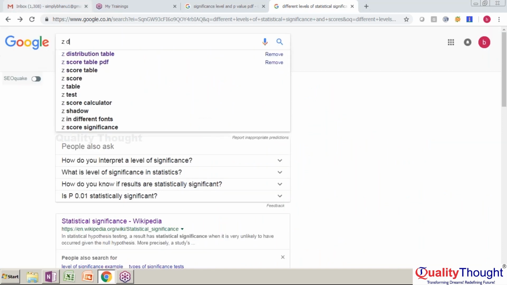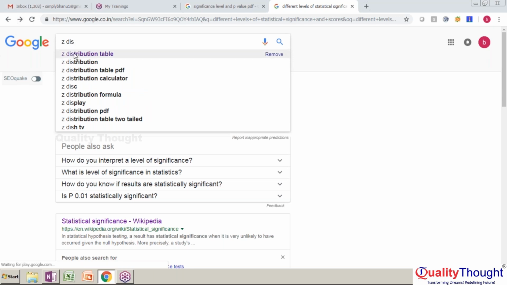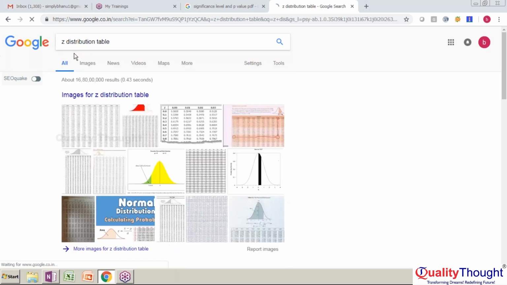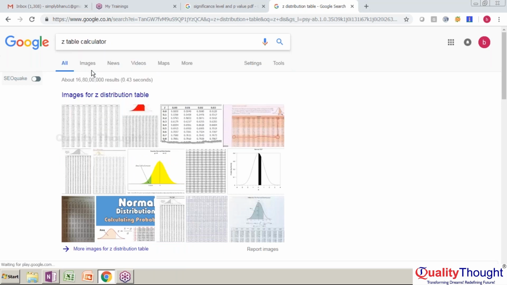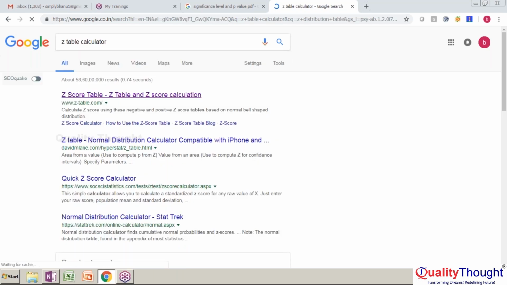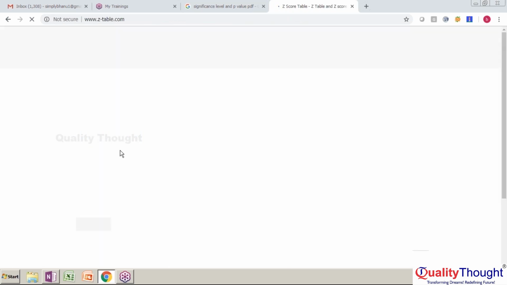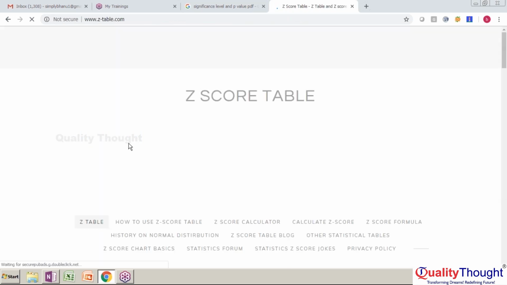Otherwise, I will show you here itself. If you go to the Z distribution table, you will get everything. Otherwise, there is a Z distribution calculator, Z table calculator, here. Okay, ztable.com. Here we do have a Z score calculator.